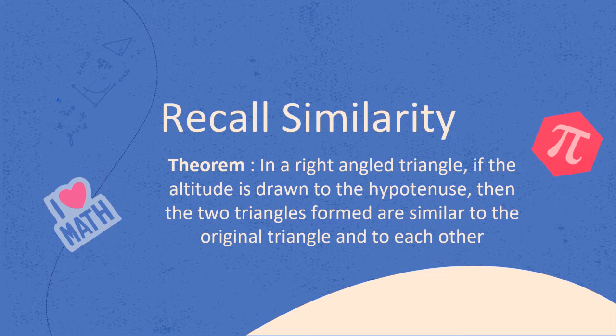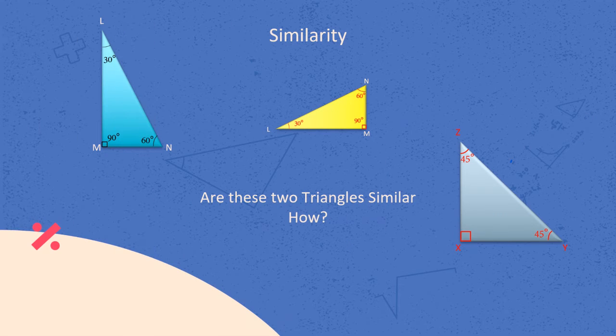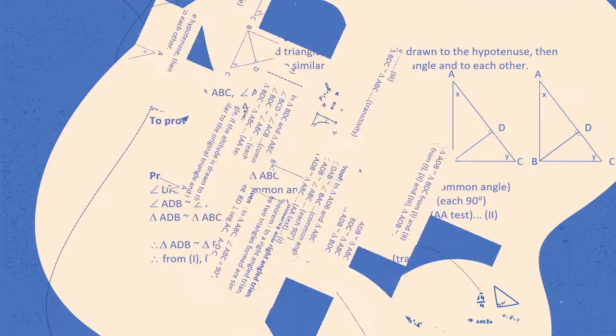Let us now prove what I am just talking about. Look at these triangles, okay? The triangle LMN, which is green in color, and the triangle LMN, the one which is yellow in color. It is very evident that these two triangles are similar. Let us move ahead and watch how we prove this theorem of the geometric mean.